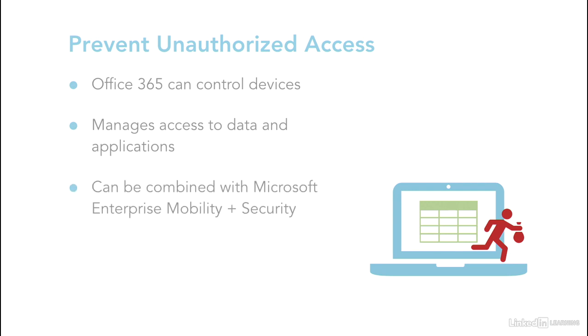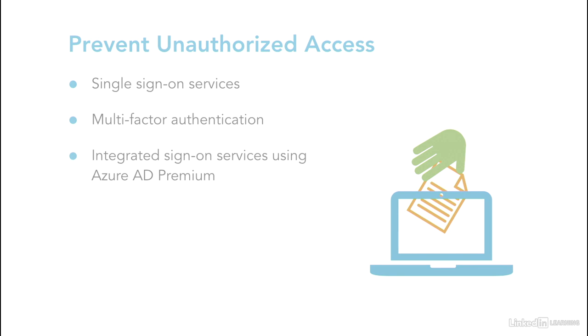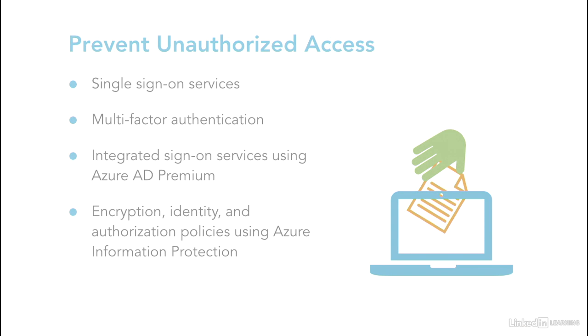Office 365 can manage and control devices and manage access to corporate data and applications. When combined with Microsoft Enterprise Mobility and Security, or EMS suite, and Microsoft Intune, you can use additional functionality to prevent unauthorized access and restrict device functionality, such as disabling copy and paste within a specific app or restricting the camera function. Some of the advanced features that you can use to prevent unauthorized access and enhance security include deploying single sign-on services and multi-factor authentication. You can also use integrated on-premise and cloud sign-on services with Azure Active Directory Premium. Azure Information Protection can be used for encryption, identity, and authorization policies.